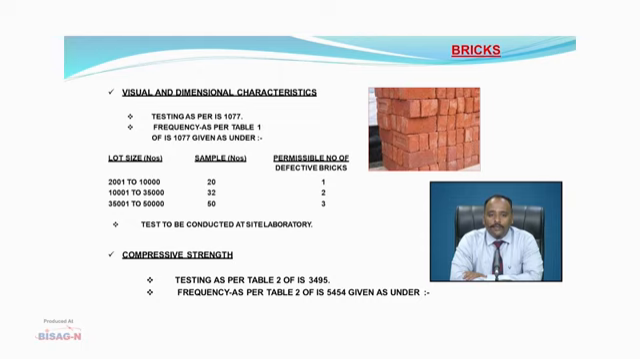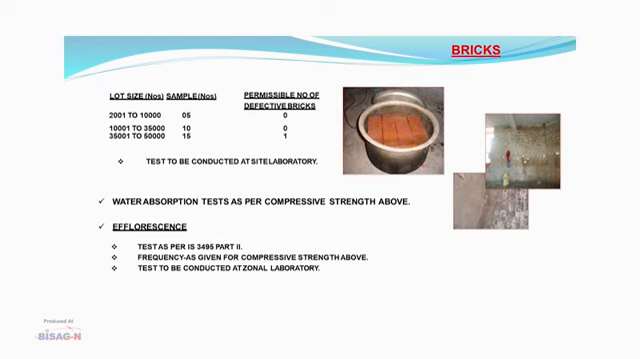For a lot size of more than 35,000 bricks up to 50,000 bricks, the sample testing has to be carried out for up to 50 bricks, with the permissible number of defective bricks being up to 3. These tests have to be carried out at the site laboratory itself. Also, the compressive strength has to be ascertained. The same has to be as per the lot size which has been covered before. The water absorption tests have to be carried out as per the compressive strength which has been obtained above.